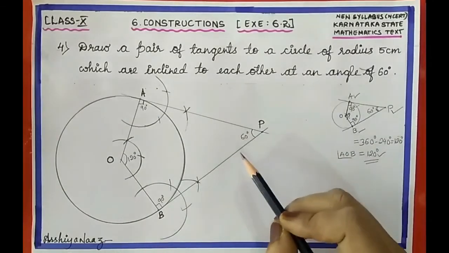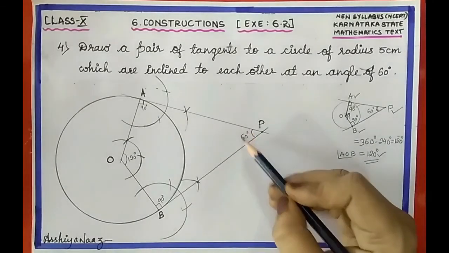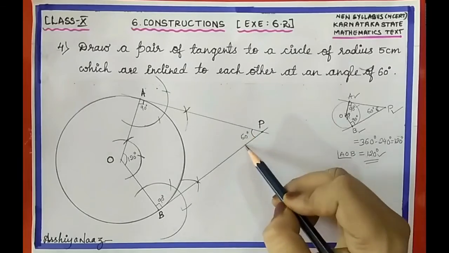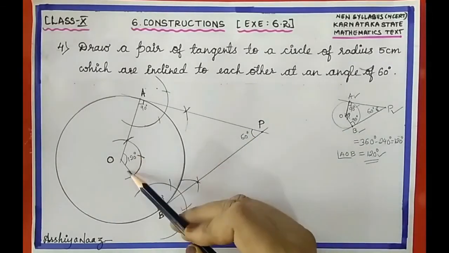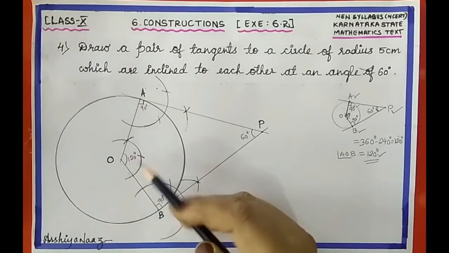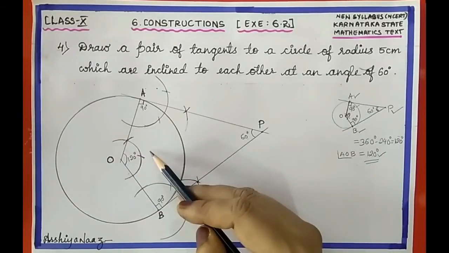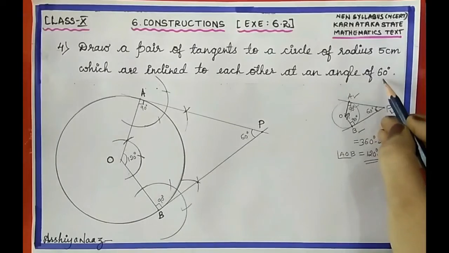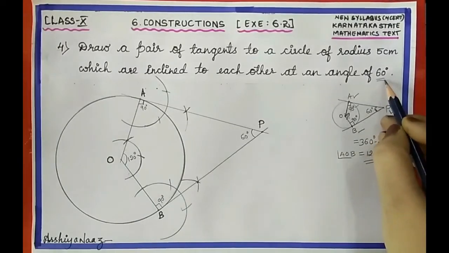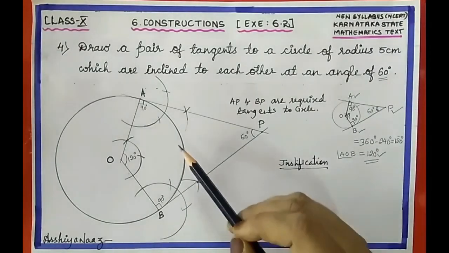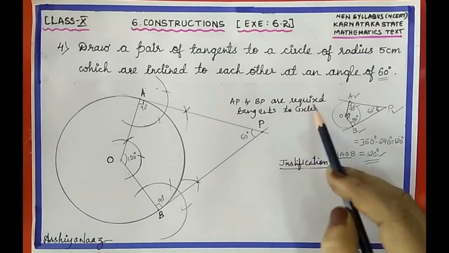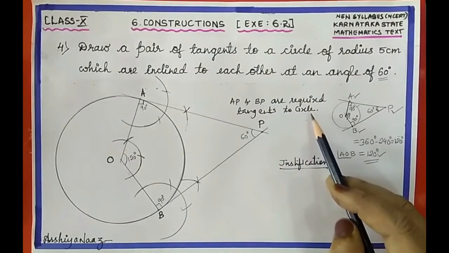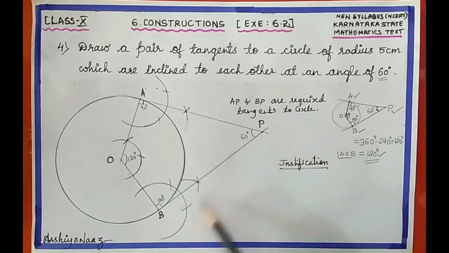So dear students, remember, if the angle between the tangents is given, we have to follow this procedure. If the angle between the radii is given, directly we can take the angle at the center. So be careful about the angle. Now we have constructed AP and BP. These are the two required tangents to a circle. So this is our construction.